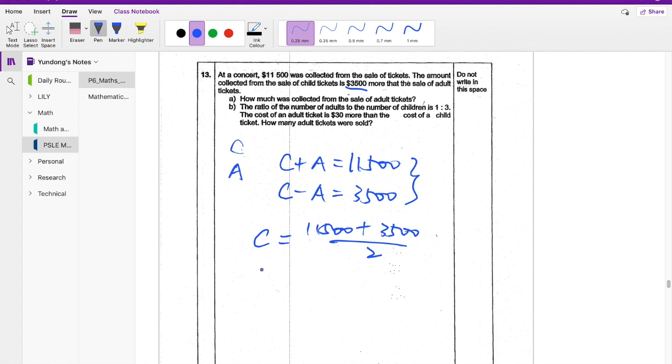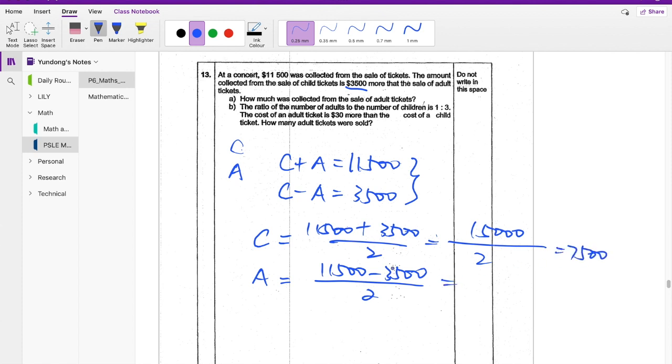And for the adult, the smaller number, it is the sum minus the difference, divided by 2, right? So this one is 15,000 divided by 2, 7,500. This one is 8,000 divided by 2. So this is 4,000, right? Can calculate this one.